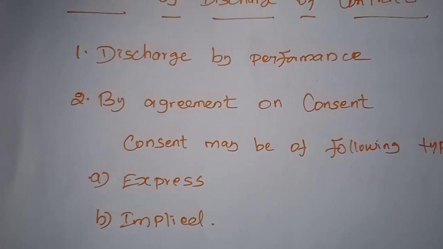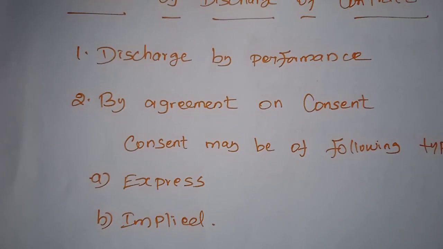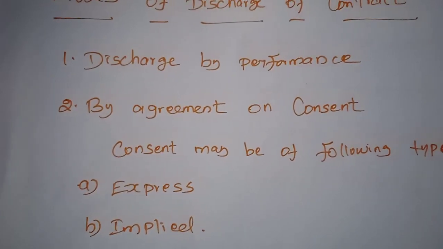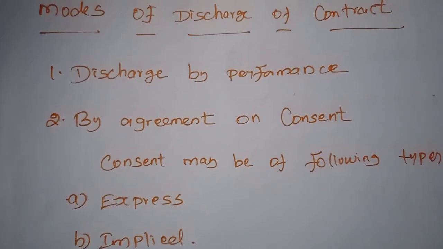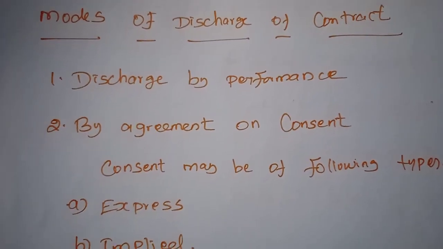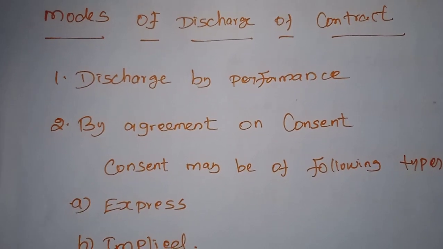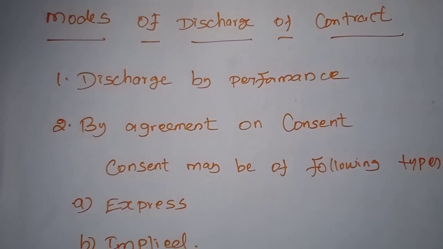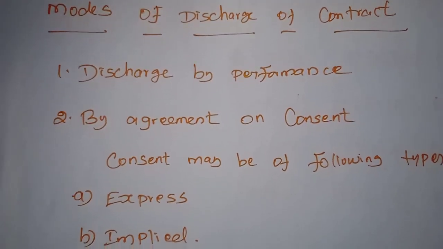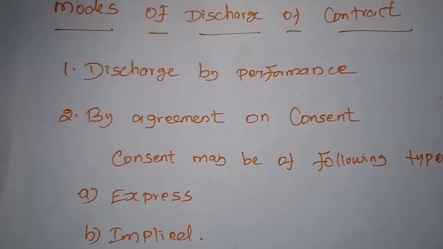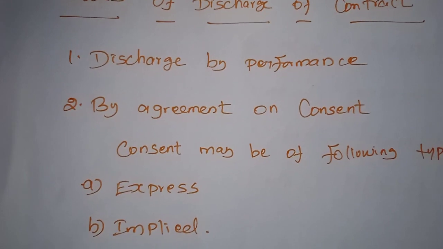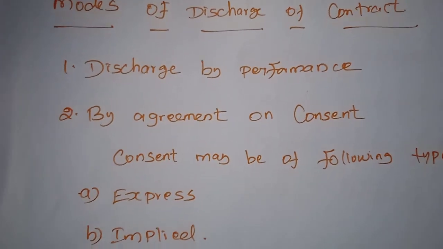Performance of contract may be of two types, namely actual performance and attempted performance. Actual performance means if the persons have completed their contractual obligations, this is called actual performance. Attempted performance means if the persons are trying to fulfill the obligations but have still not completed them, it is considered attempted performance.